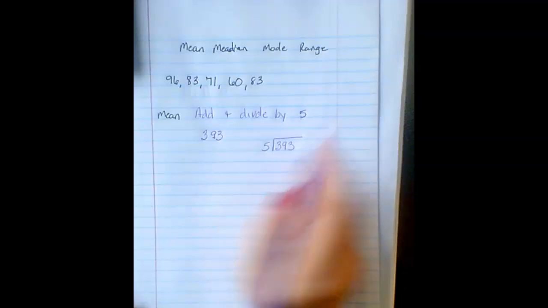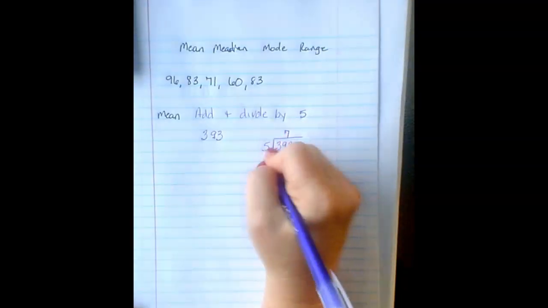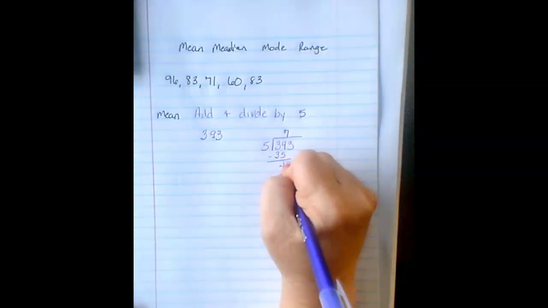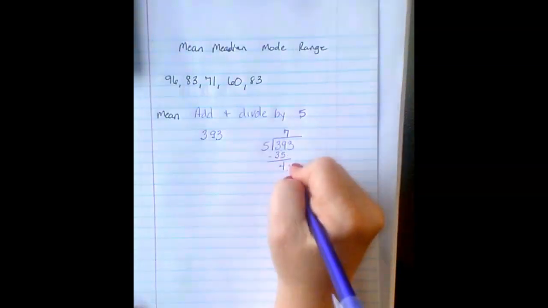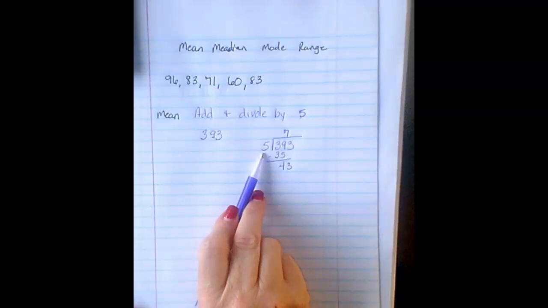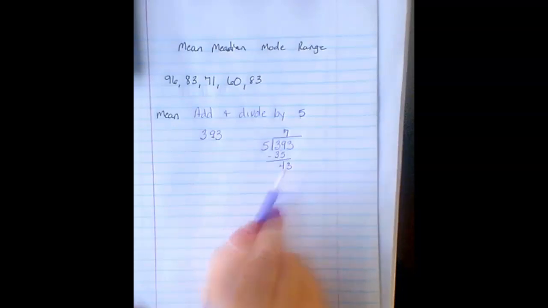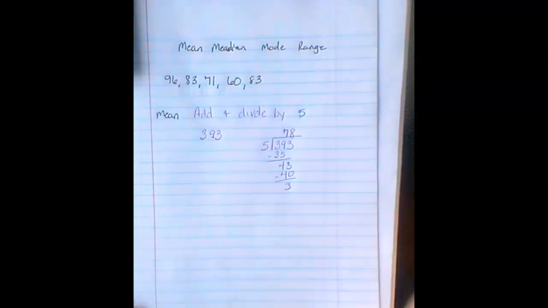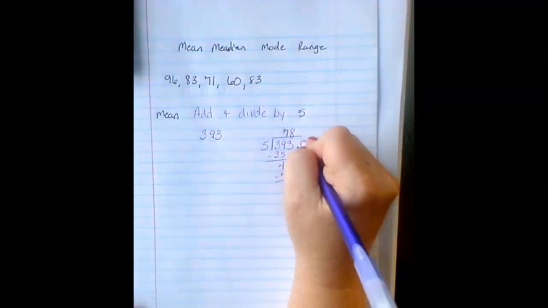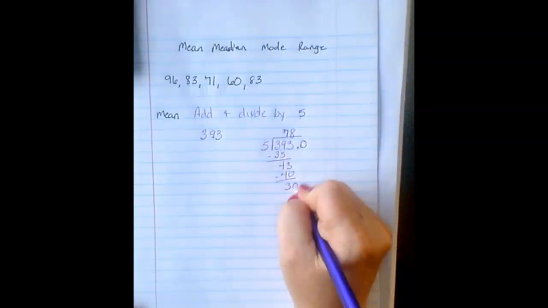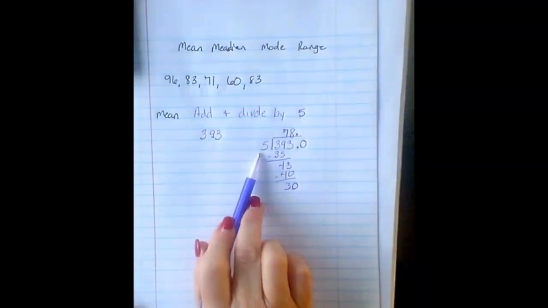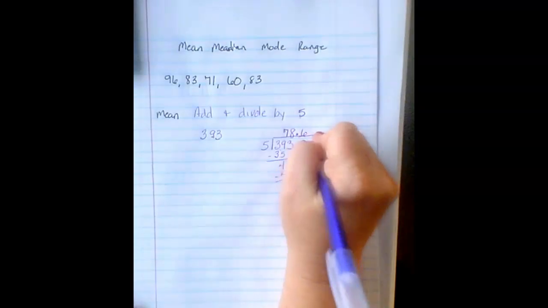5 will go into 39 7 times. 7 times 5 is 35. 9 minus 5 is 4. Bring down the 3. 5 will go into 43 8 times. So 8 times 5 is 40. 3. Add a decimal. Add a 0. Bring the 0 down, and bring your decimal up. 5 will go into 30 6 times.